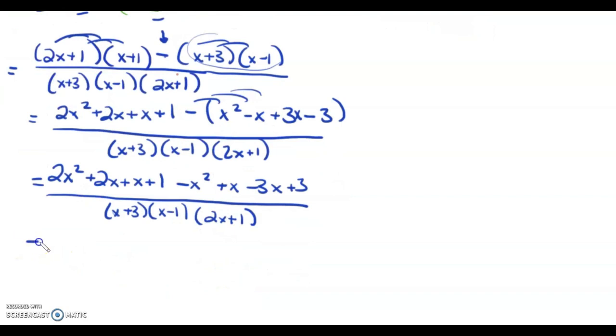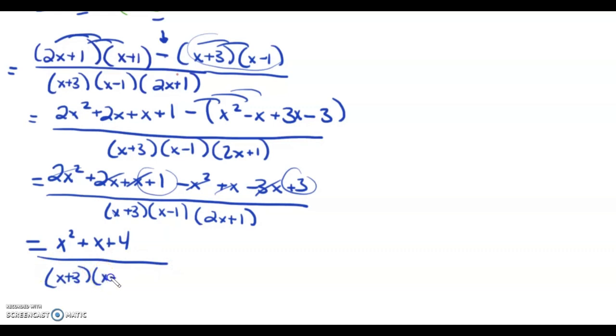Okay, now let's collect like terms. So 2x squared minus x squared, 2x plus x minus 3x, so those all go away, plus x, so I get a plus x here. And then 1 plus 3 is 4. Okay, and again, just rewrite the denominator. I want to point out that if you try to factor this numerator and ask what two numbers multiply to 4 and add to 1, well, neither pair that multiplies to 4 adds to 1, so this is not factorable, so we're done.